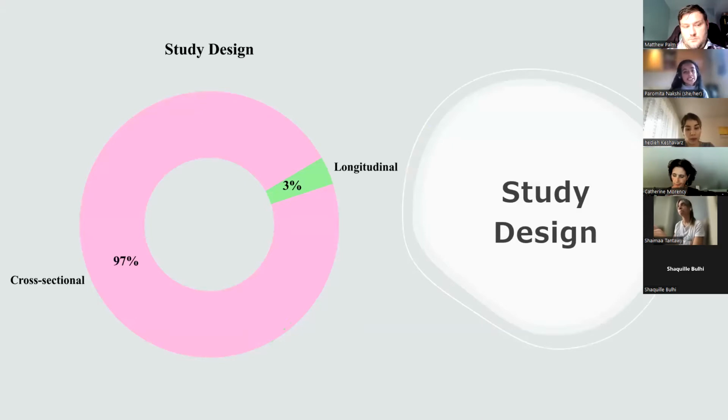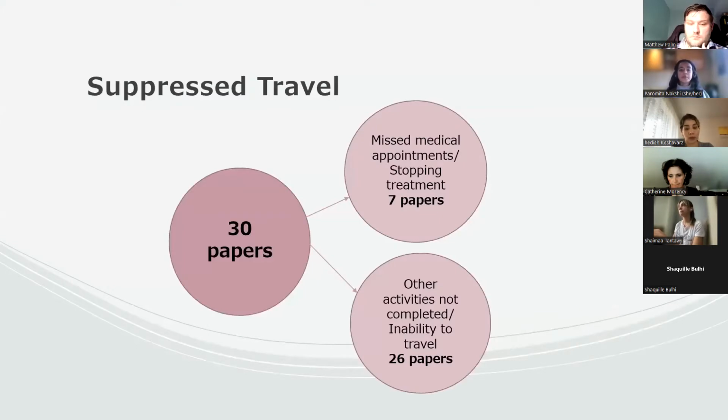Most of these studies were cross-sectional, and only a small segment of studies use longitudinal panel data. So next, we will focus on some of the key areas, including suppressed travel, and then economic activity participation, and social and civic activity participation. So let's first see how suppressed travel has been addressed in academic literature.